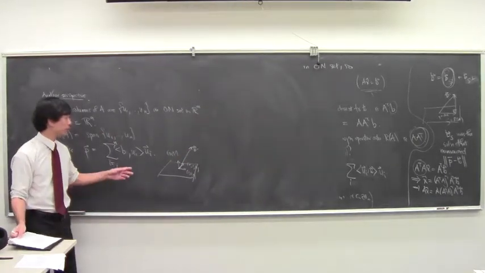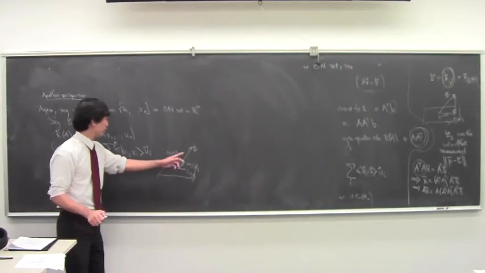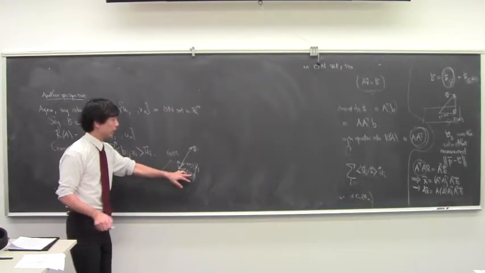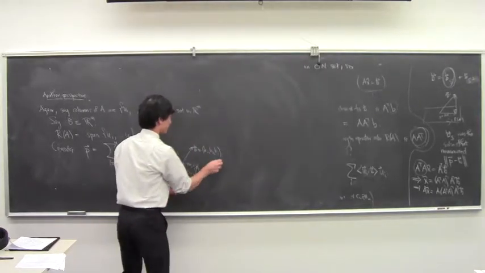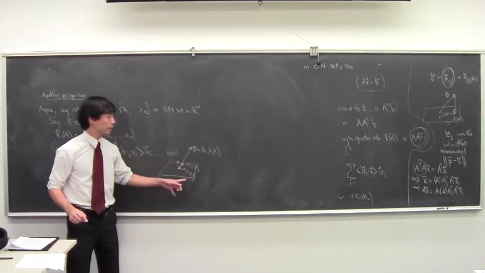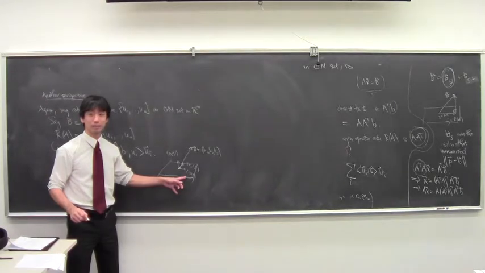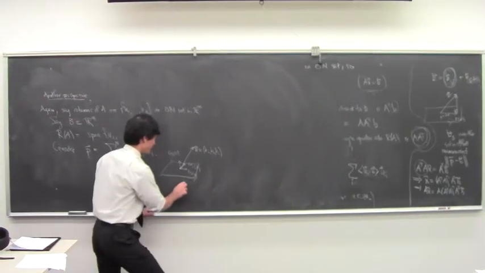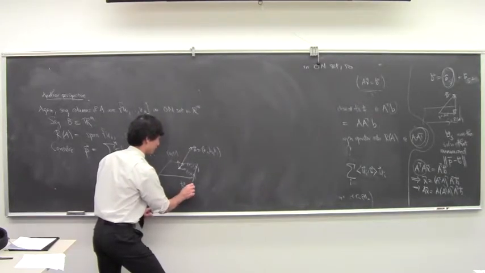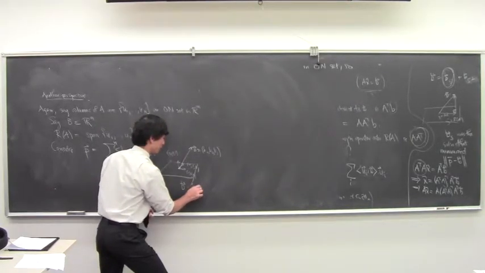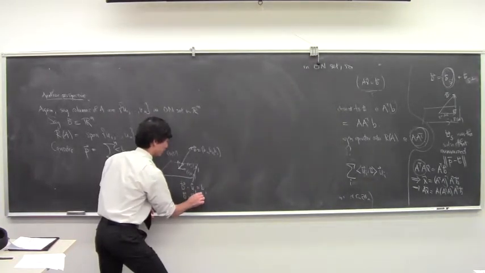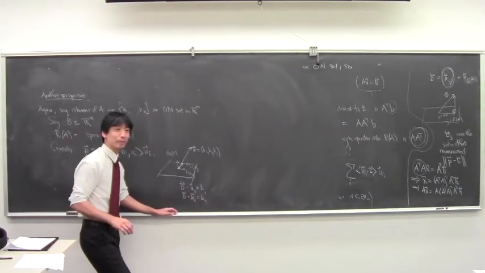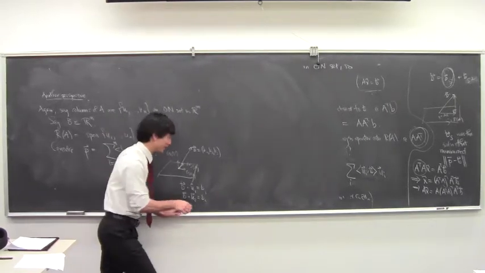Then b is going to be b1, b2, b3. What's b dot the first guy? b1, right? B dot the second guy is b2. And I'm going to stop there. You thought I was going to say b dot the third guy.